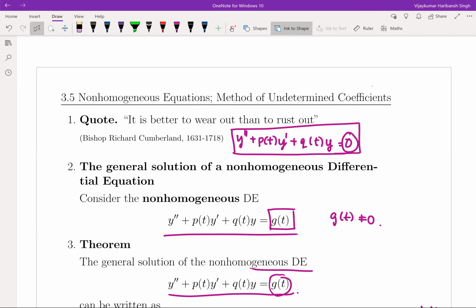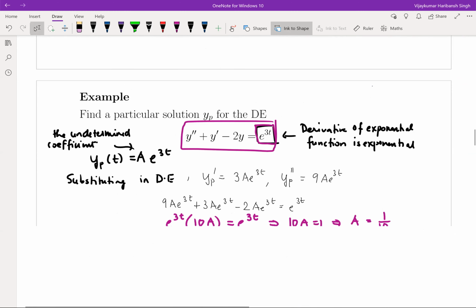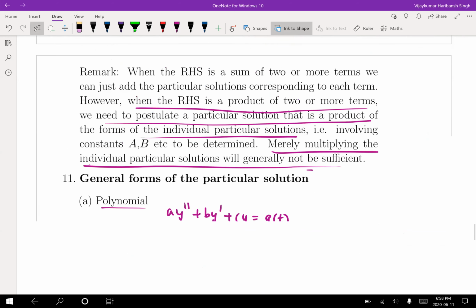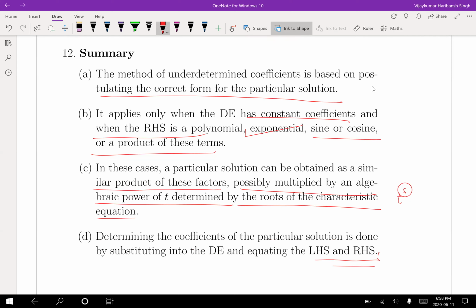Note that the method of undetermined coefficients is only valid for differential equations with constant coefficients. That's what is said here, and I want to emphasize that fact. So what does it mean? It means a y double prime plus b y prime plus c y. Note that this method can be generalized to not just second order constant coefficient differential equations, but to nth order constant coefficient differential equations.